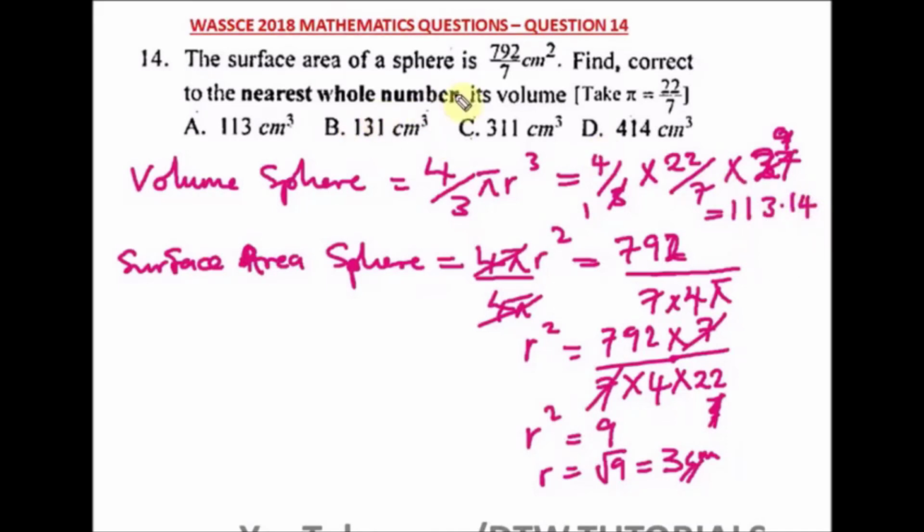113.14. And the question says find correct to the nearest whole number. So what's the nearest whole number here? This is the decimal point. We have 1 here, and 1 is less than 5, so we can't approximate up.